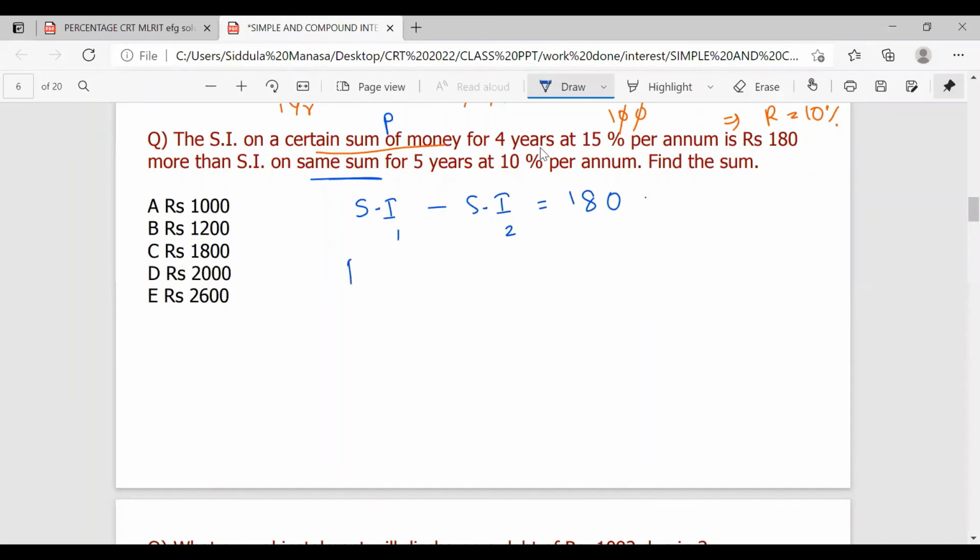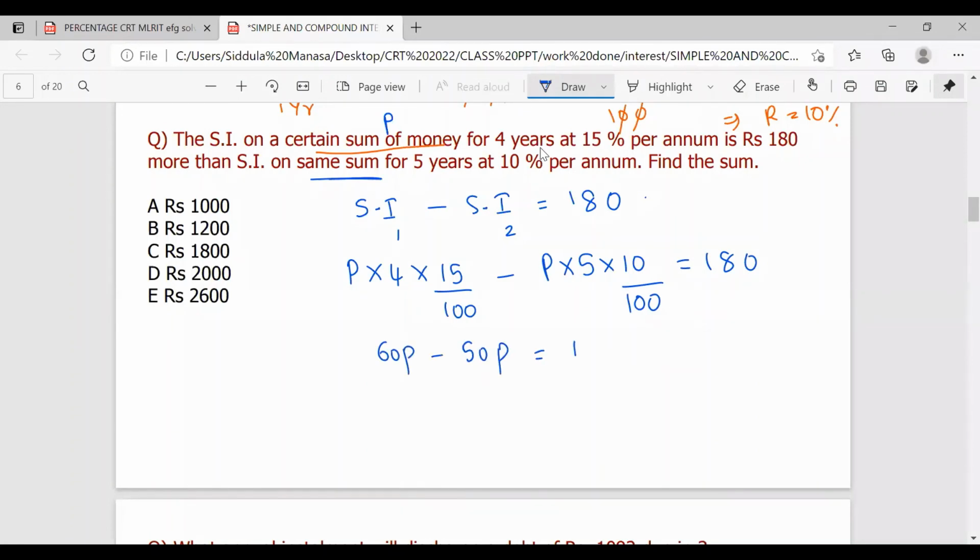180. So principal is same, P into time period is 4 years, rate of interest is 15%, 15/100, minus principal is same, time period is 5 years, rate of interest is 10%. So that is equal to 180. So 60P minus 50P, and 100 goes to that side. That will be 180 into 100. So that will be 10P equals 180 into 100. So 0 gets cancelled. Principal is equal to 1800. Principal equals 1800. So option choice C.